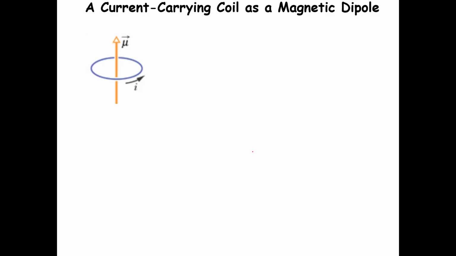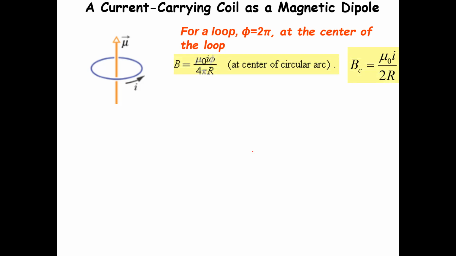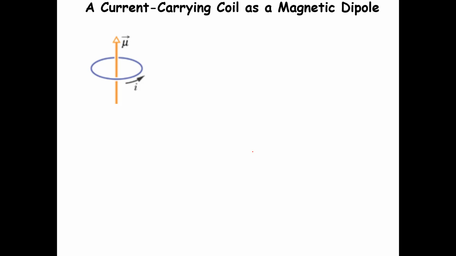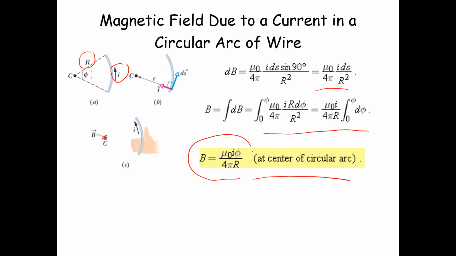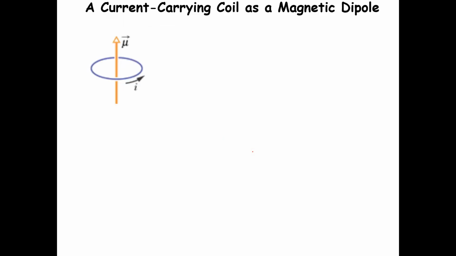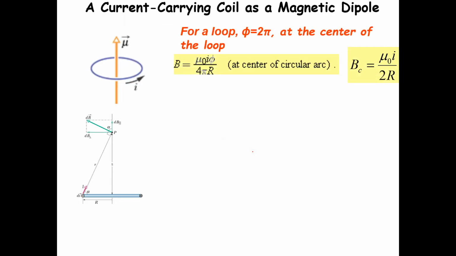Another topic is a current carrying coil as a magnetic dipole. For a loop, theta is equal to 2π. This is a loop, and at the center of the loop we can see from before that B is equal to mu 0 I theta per 4π r.